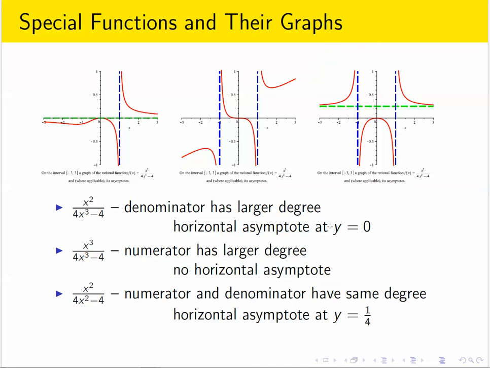Now, the last graph we see, x squared over 4x squared minus 4, the numerator and denominator have the same degree. So in order to figure out that horizontal asymptote, you take the leading coefficients. The numerator has a leading coefficient of 1. The denominator has a leading coefficient of 4. And so leading coefficient of the numerator divided by leading coefficient of the denominator is 1/4. That's how we get this height 1/4.